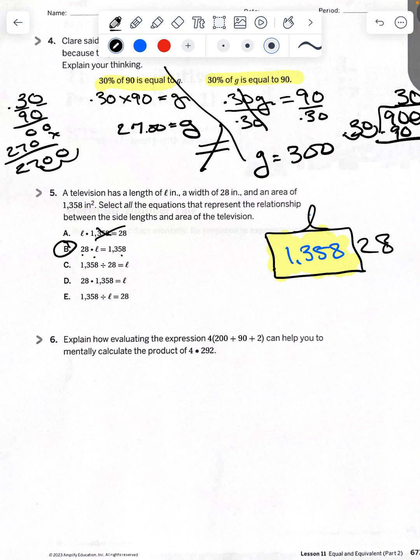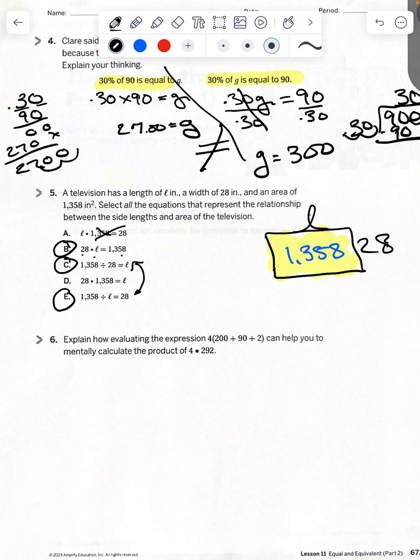Okay. If you do the area and you divide it by the width, 1,358 divided by 28, that will give you the length. That is true. That's just the inverse. What about 28 times 1,358 to give you the length? No. And then 1,358 divided by the length will give you 28. That one is also true. These are just the inverse. Okay? So you should have chosen B, C, and E for that one.